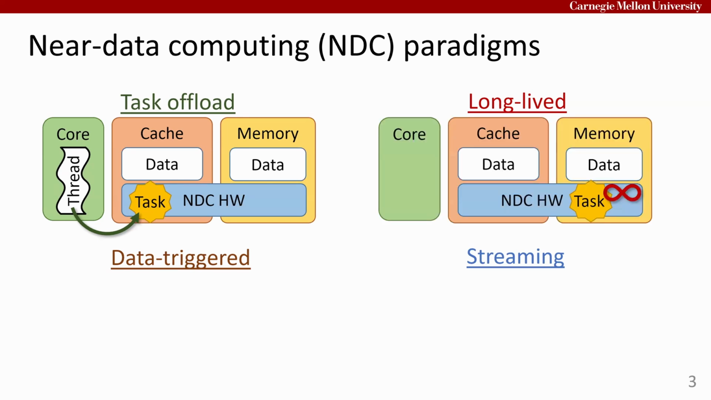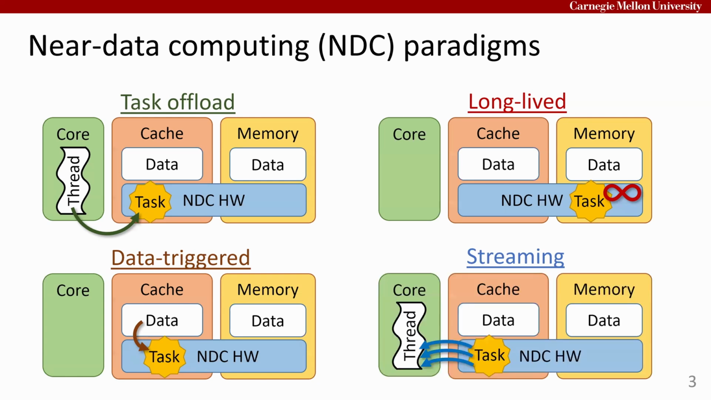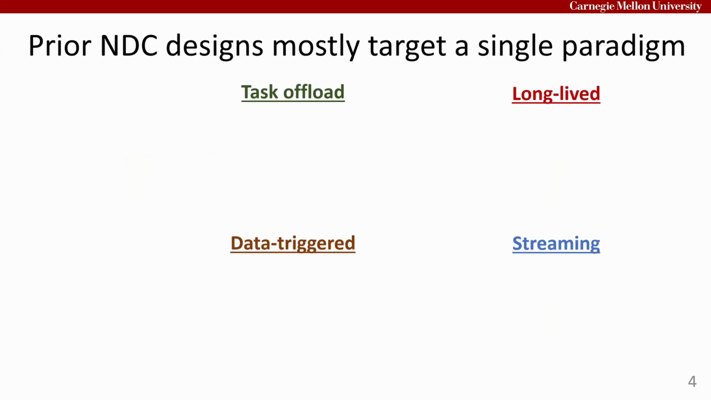Long-lived workloads involve a long-running task executing closer to main memory, often to avoid polluting the core's private cache. Data-triggered NDC involves computation triggered when data moves across levels of the memory hierarchy. And streaming involves a decoupled producer running in the cache and feeding data to the core. Each of these paradigms has demonstrated the potential for significant data movement savings through proposed NDC systems.